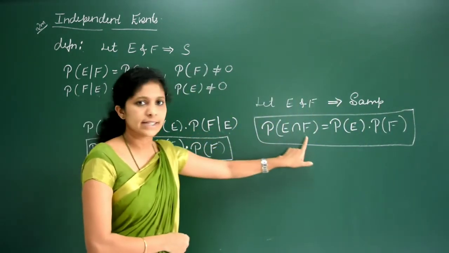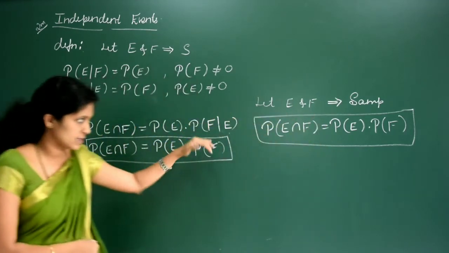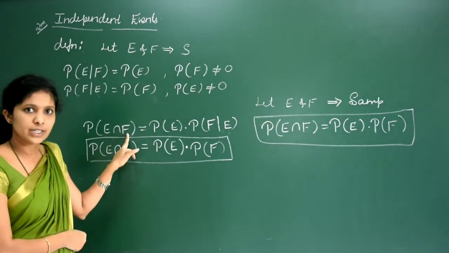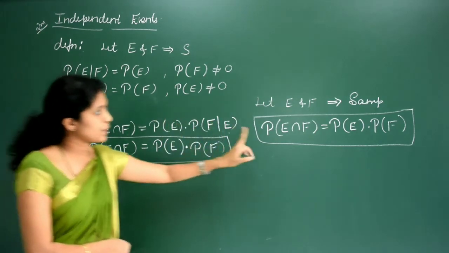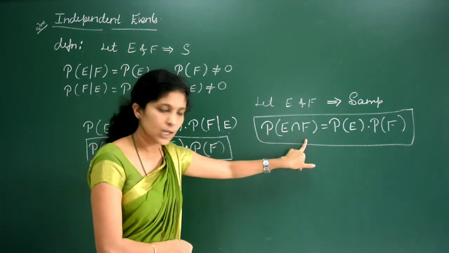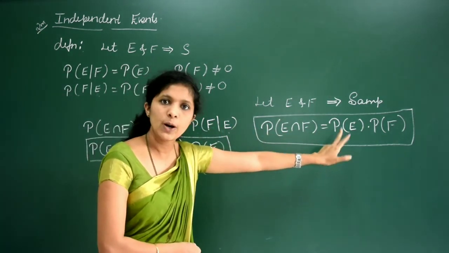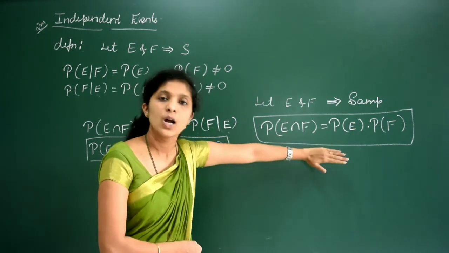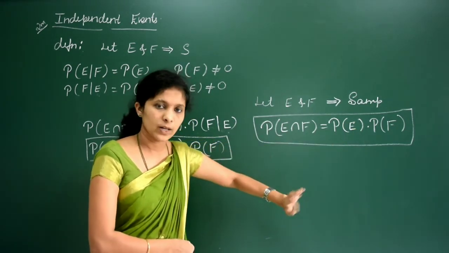P of E intersection F should be equal to, by using this. If you write P of F intersection E also, you will get the same. So, P of E intersection F is equal to P of E into P of F. Then we can say that two events are independent.